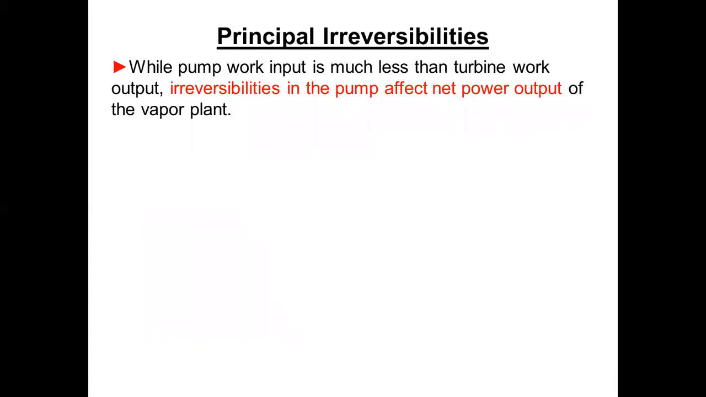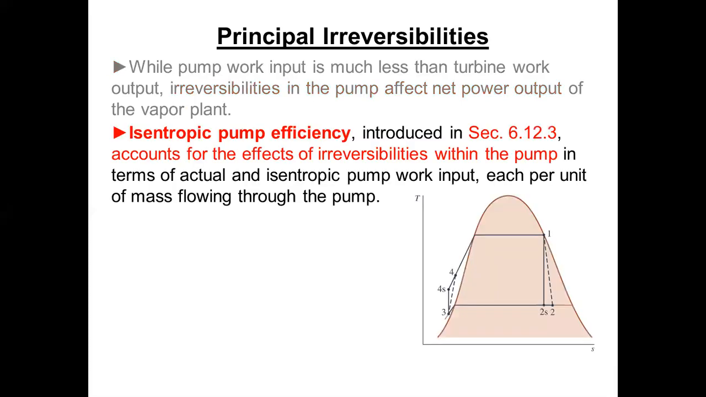Okay, pretty good. Pump work input is much less than turbine work output, because we've seen the back work ratio for the Rankine cycle is 1-2% typically. It depends on the particular cycle, but it's very, very low. But there's still irreversibilities in the pump: friction, turbulence, all that sort of thing. And so we need to look into it a little bit.